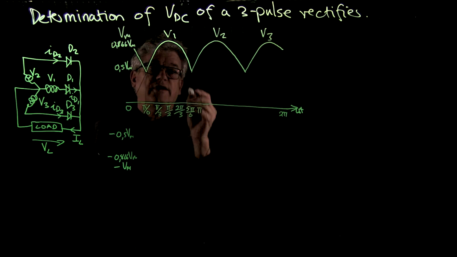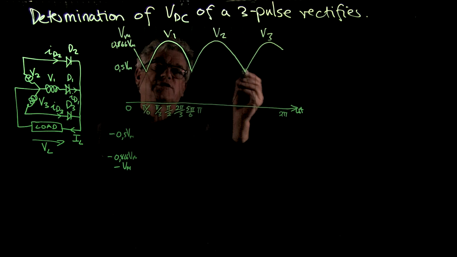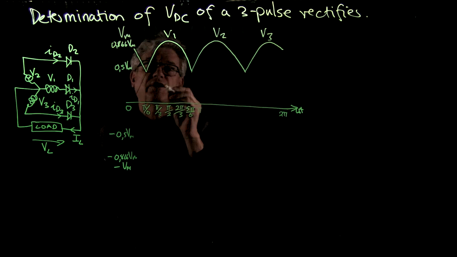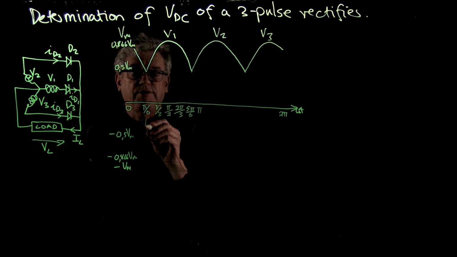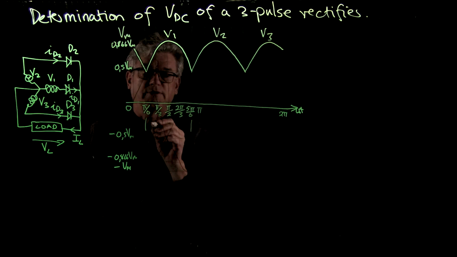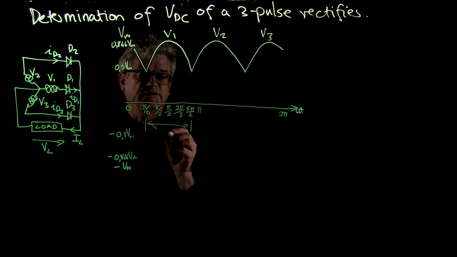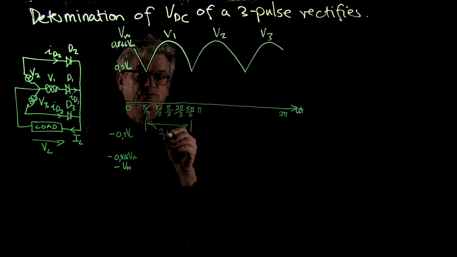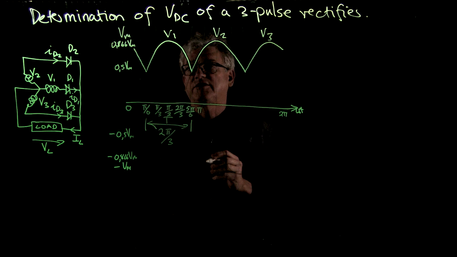Now the period of this area here, this pulse that we have, as we can say, there are 3 pulses in every one cycle of the input waveform. The period of this portion here will be given by 5 pi over 6 minus pi over 6, which will give us 4 pi over 6, which is 2 pi over 3. So that will be my period T.